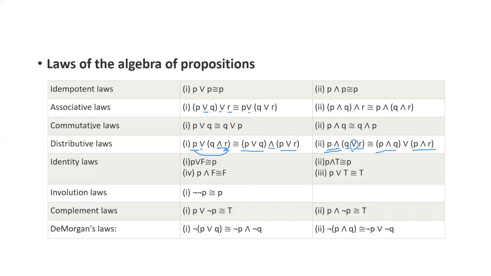De Morgan's law, this is a very important law. There is negation of the bracket P or Q, which is equivalent to negation P and negation Q, that is, the OR is converted into an AND. Then negation of the bracket containing P and Q is equivalent to negation P or negation Q.